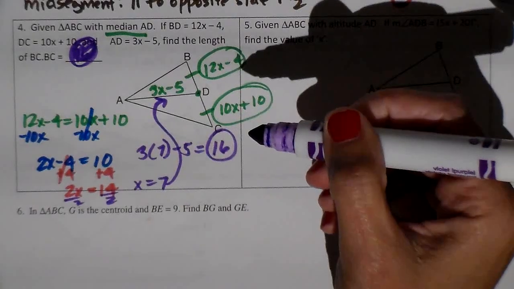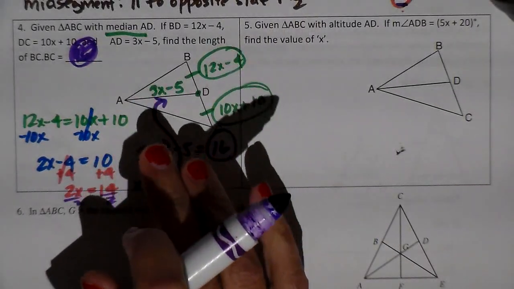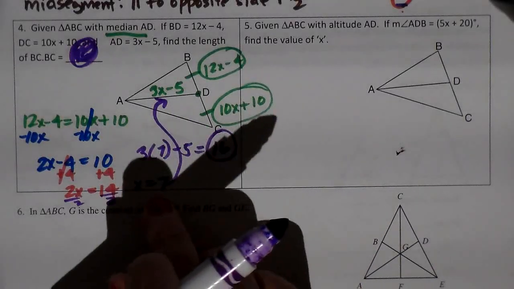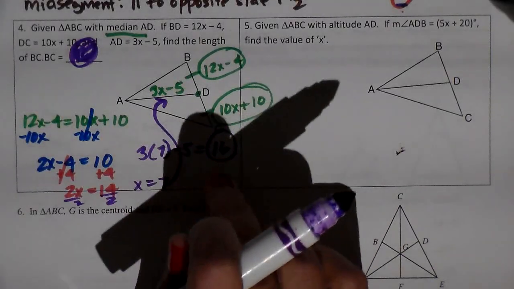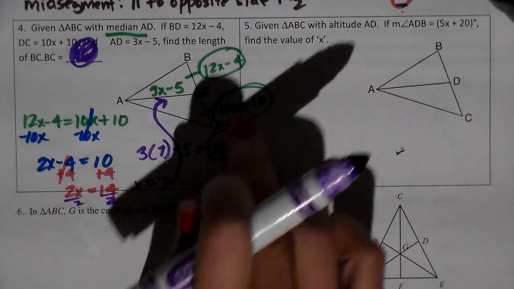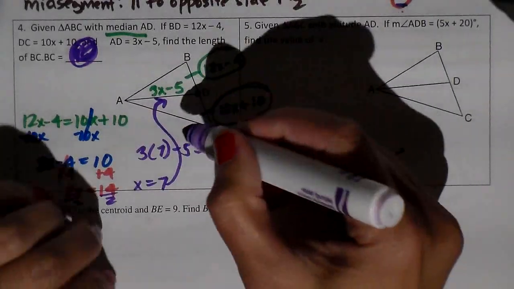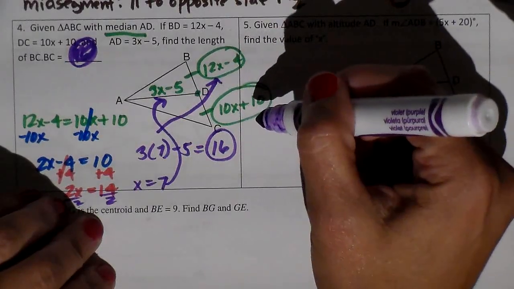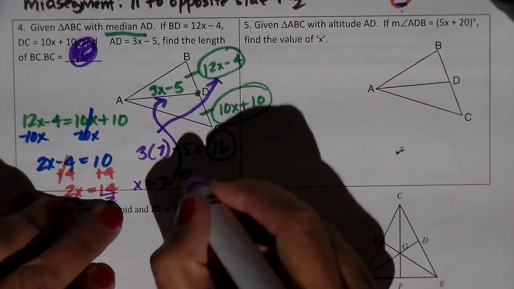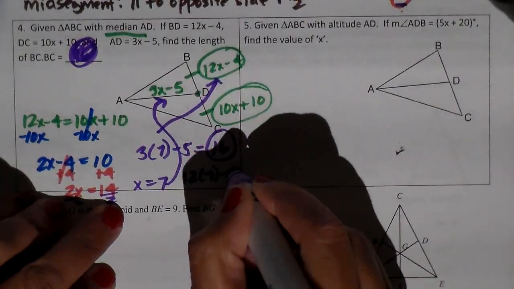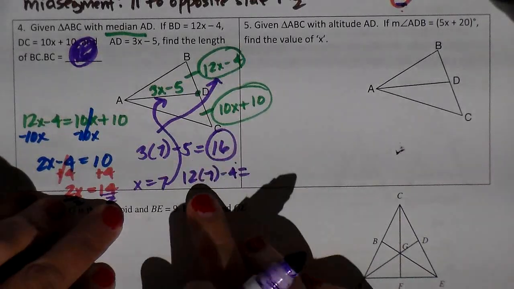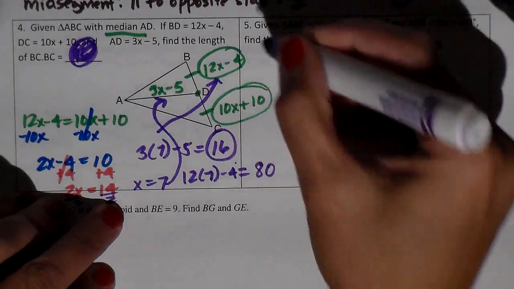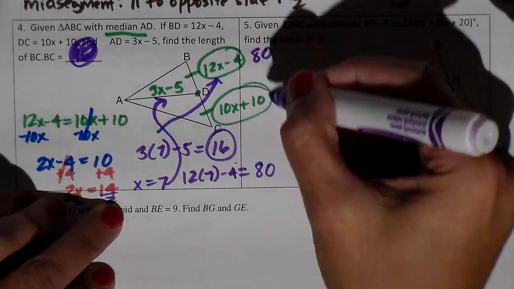AD is 16. Now, find the length of BC. Well, once we know x is 7, we've got AD, and what can we also do to find these two? Plug it in. And do you have to plug into both? Nope. You can plug into either one because they're equal. So 12 times 7 minus 4 is 84 minus 4, so 80. Now 80 is how long this is.